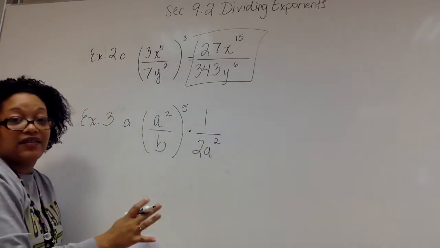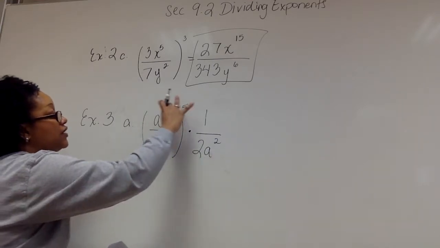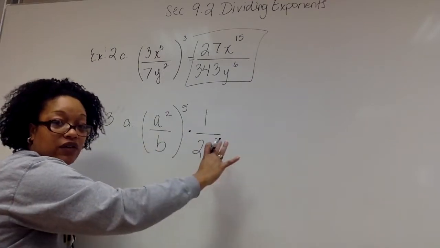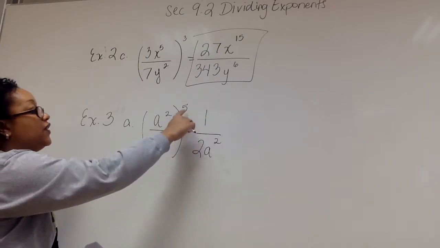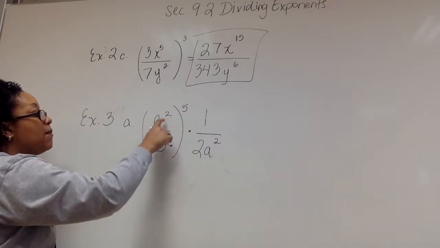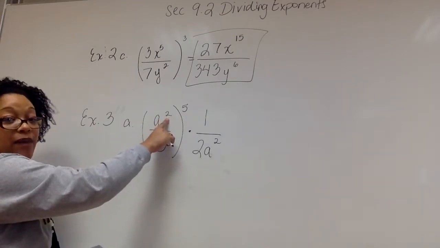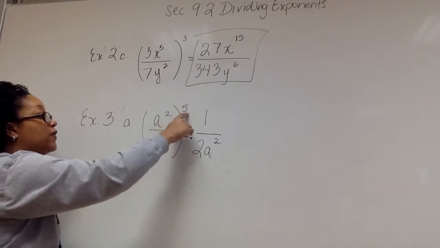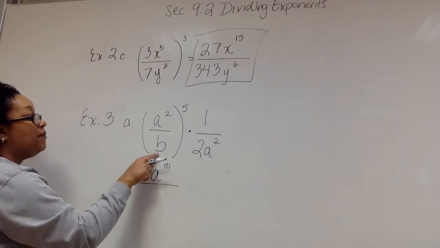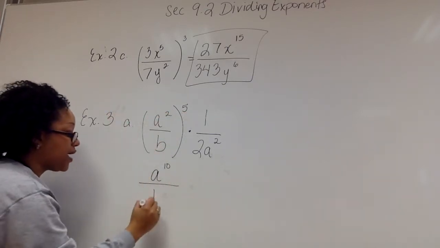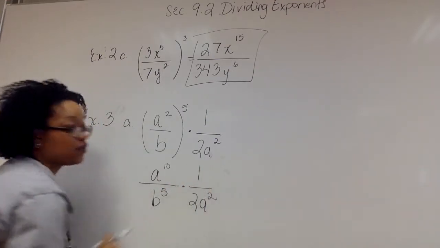So please notice how nice and neat everything is here. I've got my division signs kind of lined up together so that I can clearly see what my upstairs is and what my downstairs is. But before we can even get to that, let's take care of this 5 out here. This 5 is telling me that everything in here, both the top and the bottom, are raised to the 5th power. Well, my a already has a power, so if I'm going to raise this 2nd power to the 5th power, I multiply. That becomes a to the 10th. My b is just b to the 5th, just raised to the 5th power, times 1 over 2a squared.